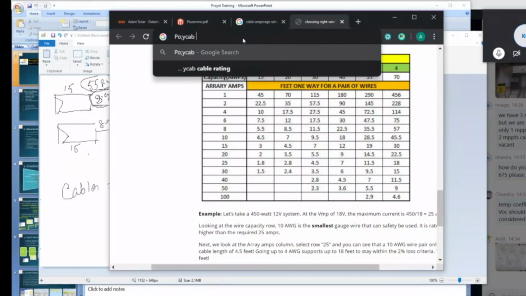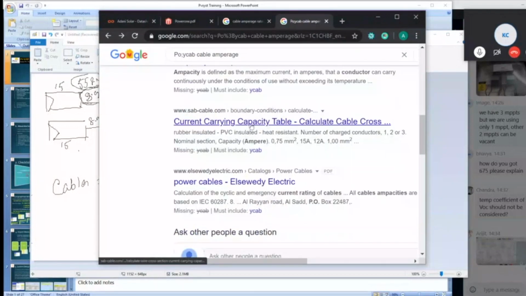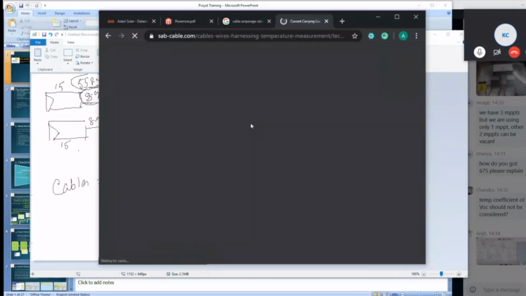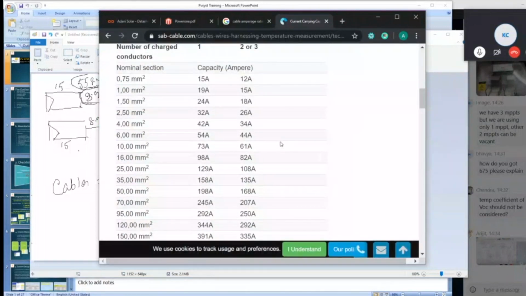Polycab cable amperage. Okay. From here, you can see the nominal section that we need to select, like what square mm of cable we need to select while designing, and what ampere capacity it can handle. From this chart you can see two different columns of amperage. The first column is for copper and the next column is for aluminium.